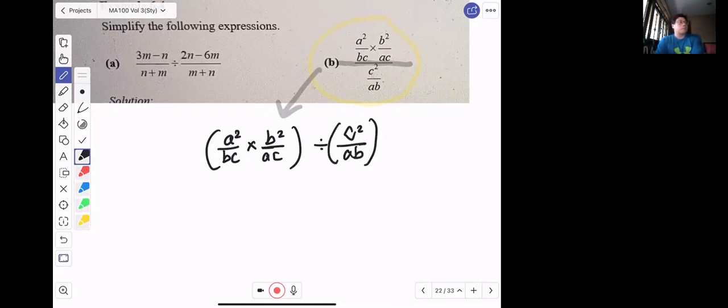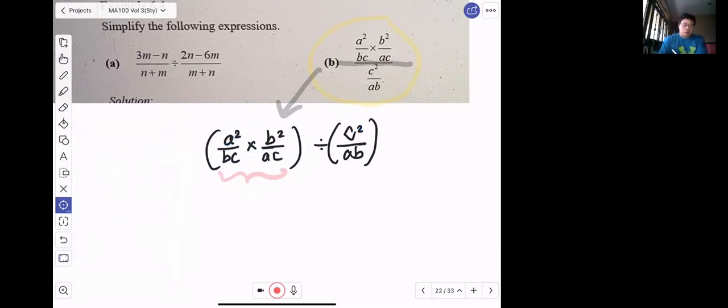From here, if you remember, I will settle this part first before I settle the division sign. It's just that we must tidy up our own room before we can go and visit other people. So I tidy up first.